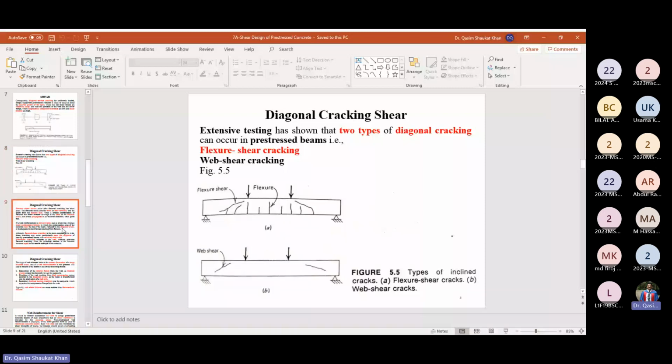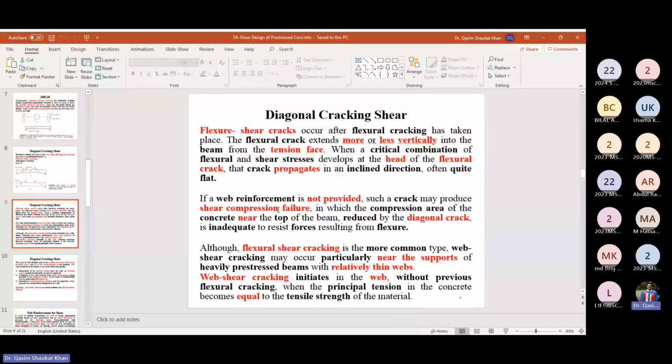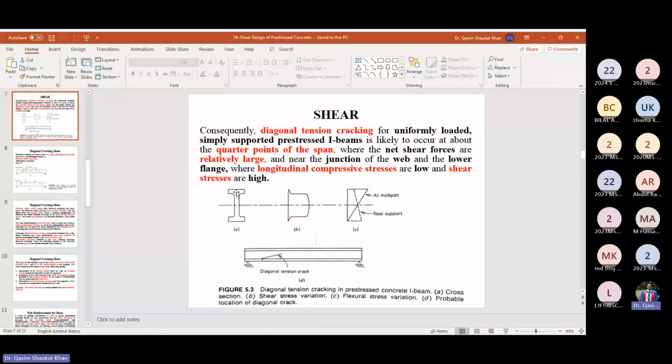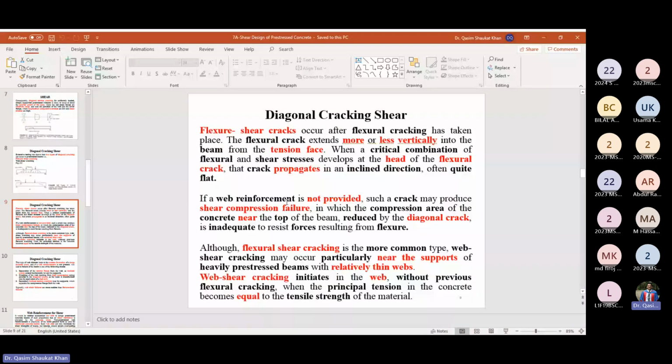We have seen that the shear stresses are maximum in the web part, because the width of the I section web is very small, so the shear stresses are very high. So we need to provide the shear reinforcement in the web. If web reinforcement is not provided, such a crack may produce shear compression failure.